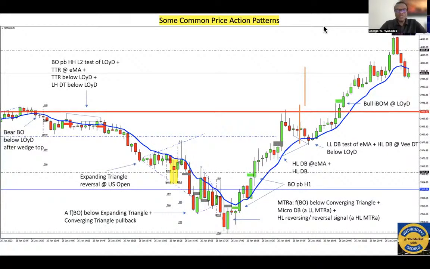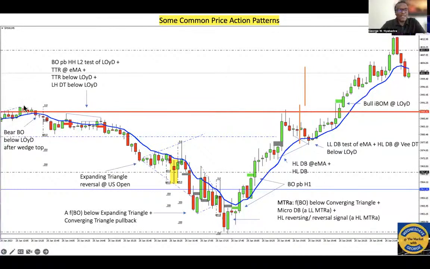Today, I thought I'll just spend a few moments sharing with you some common price action patterns that you will come across virtually on every chart, on every time frame, every market. So let's have a look at it. The red line is the low of yesterday, and of course, I am using the 5-minute time frame for illustration. But remember, markets are fractal, so whatever you see on one time frame will appear on other time frames.